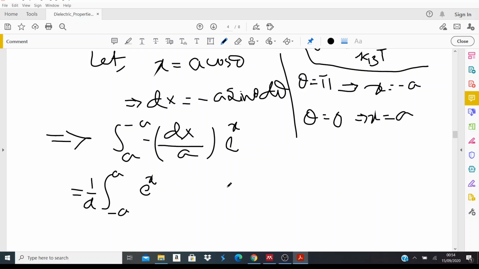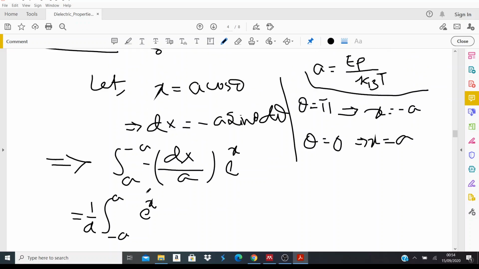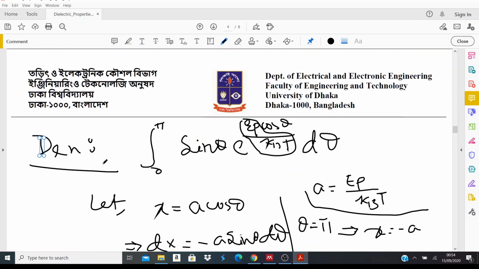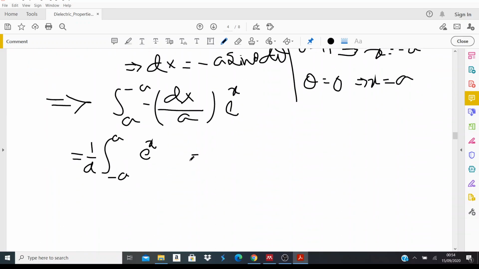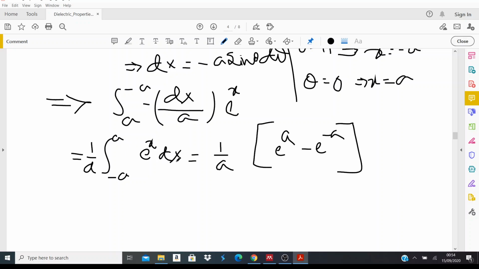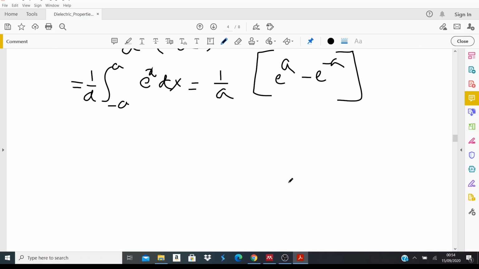Okay, so that's the denominator, and if you perform it, that's easy, right? e to the power A minus e to the power minus A. The integral of e to the power x dx is just e to the power x, and then you just put in the limits. So in the denominator we have 1 by A times e to the power A minus e to the power minus A, right?